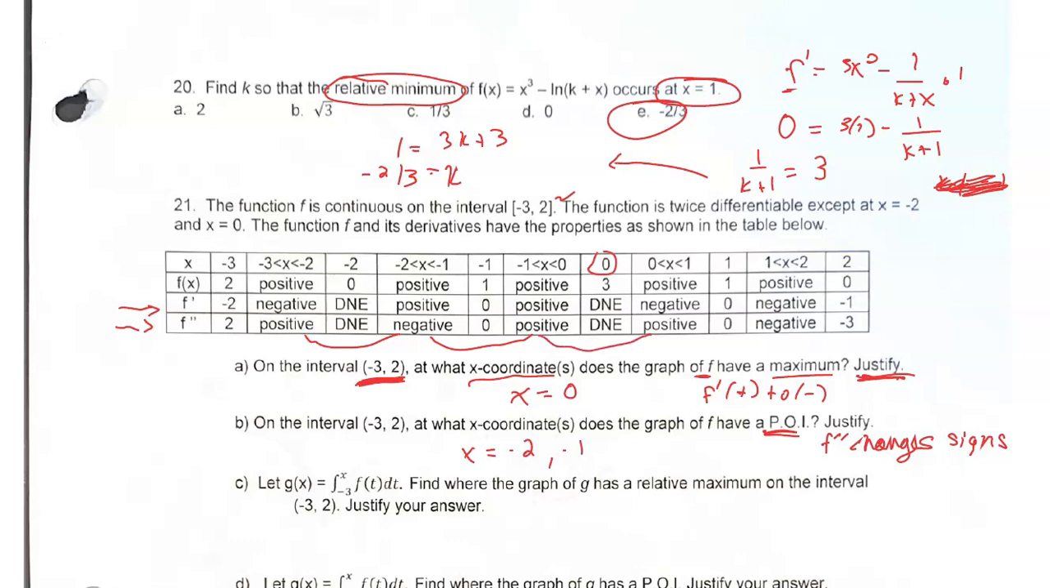Here we don't get one. We went positive, positive, but then we'll get another one here when we go positive to negative, and that's at 1. This is ultimately your justification. F prime is changing signs at those values.